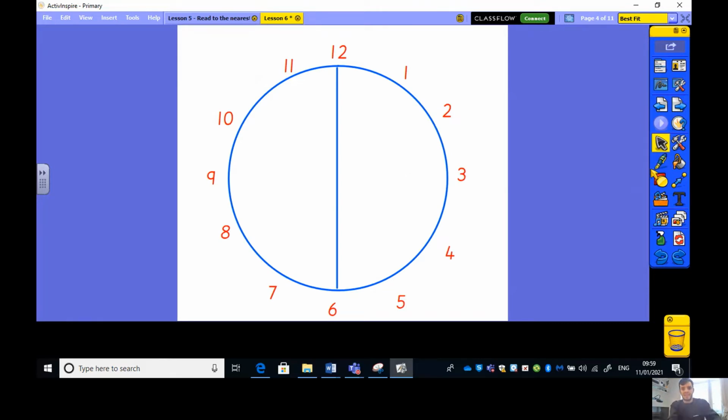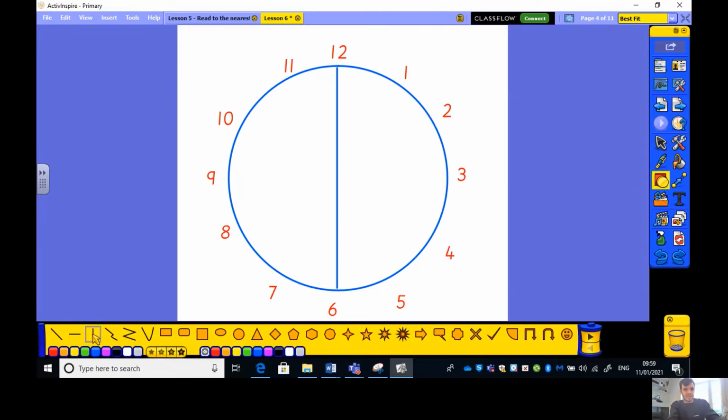When the long minute hand points to this side of the clock here, we say past the hour, except when it points directly at the 12 because it's o'clock. But any other time the minute hand is on the right hand side of the clock, up to the 6, we say past the hour. Quarter past the hour, 20 past the hour, 5 past the hour. This side of the clock is past the hour.